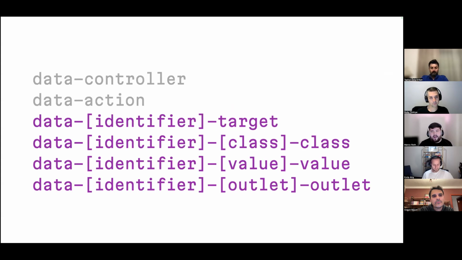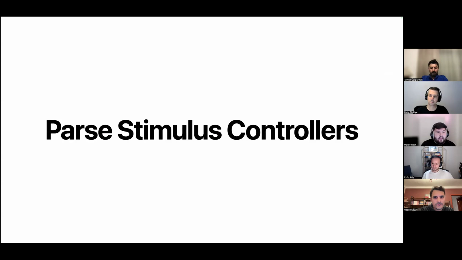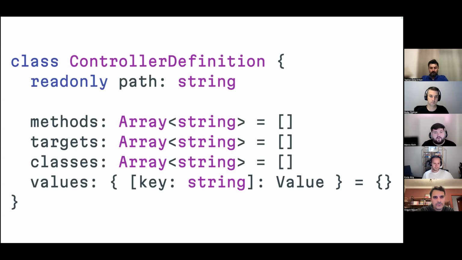But now let's look at the dynamic ones. The problem here is that these dynamic ones are dependent on our application. So we have to know which controllers you have in your application and which classes and targets these controllers implement in your application too, or in your controllers. So we have to parse JavaScript, or more specifically, we have to parse our Stimulus controllers to see what these controllers hold in them. And for that, we implement a control definition class, which just holds the reference to where this file is and what these controllers expose. So the methods, the targets, the classes, and the values.